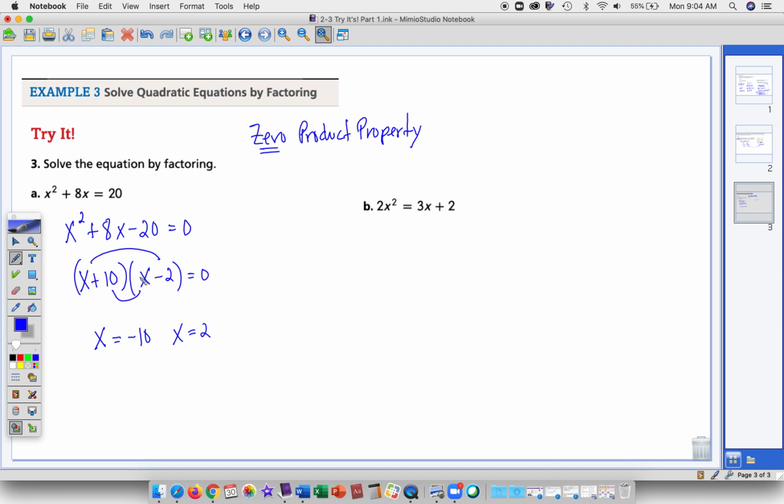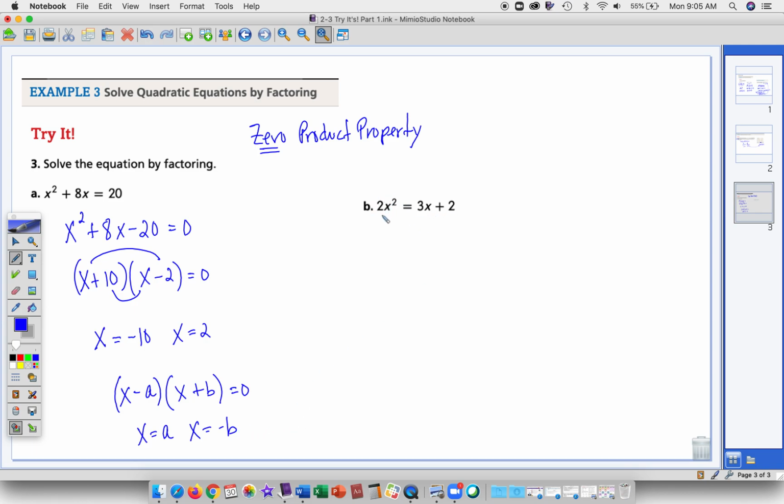So remember, your solutions are always the opposite of the sign that you see within the quantity. Okay, so in other words, if I have factors of x minus a and x plus b, if it's a minus a, then one of my solutions is a, and if it's a plus b, then one of my solutions is negative b.